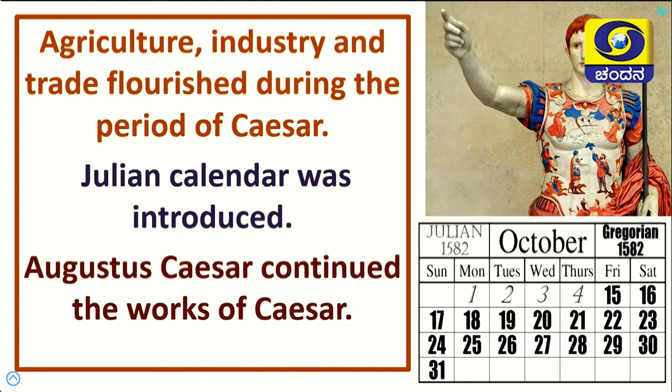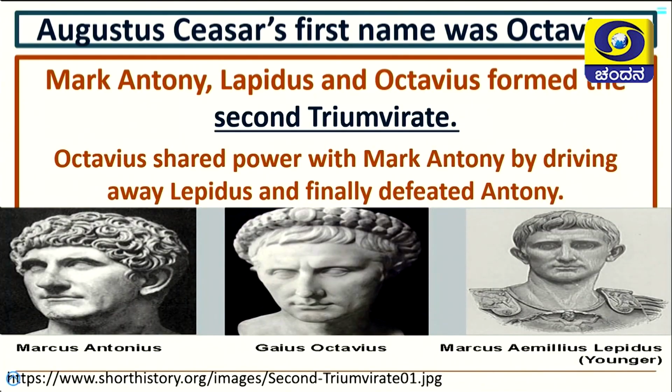Agriculture, industry, trade, all this flourished during the time of Augustus Caesar. The calendar we are following today is known as the Gregorian calendar. Very near to that, there was a calendar called the Julian calendar. He brought that into action in his state. Augustus Caesar continued the work of Julius Caesar. Here at the top you can see Augustus Caesar. Mark Antony, Lepidus and Octavius formed the second triumvirate.